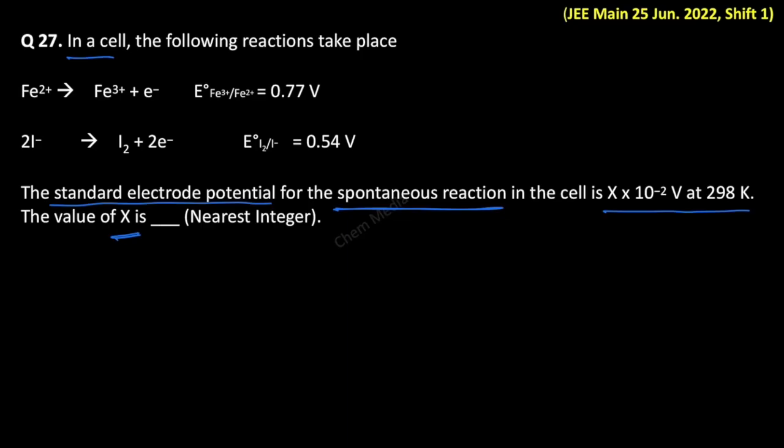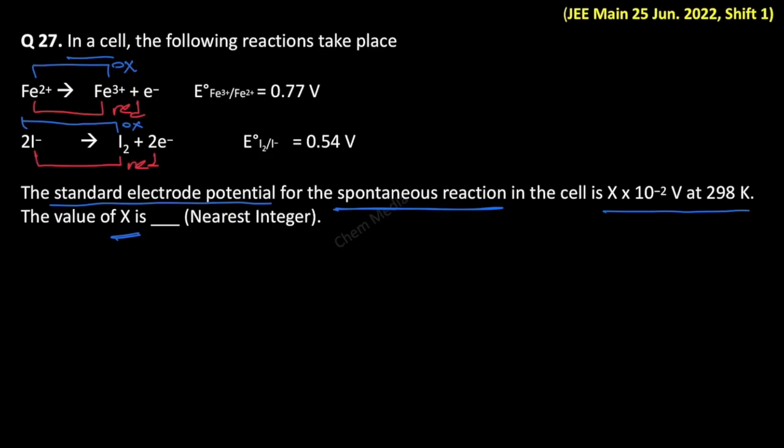Now, if Fe2 plus is becoming Fe3 plus, what does it mean? That means oxidation, isn't it? Increase in oxidation number is oxidation, and decrease in oxidation number is reduction. I minus becoming I2, from negative it is becoming 0. Therefore, that is oxidation. The other way to remember is losing electrons is oxidation, gaining electrons is reduction, and the reverse one is reduction.